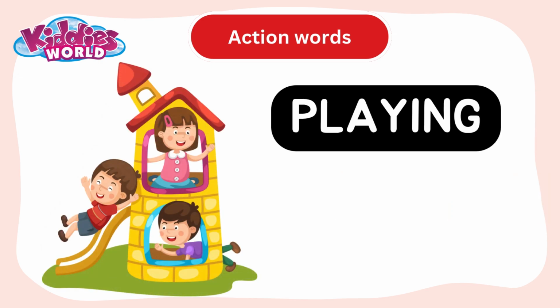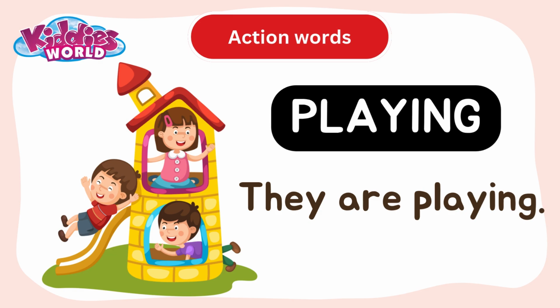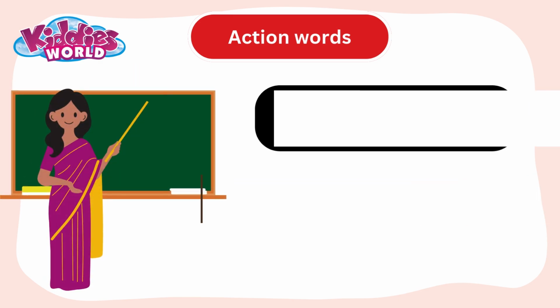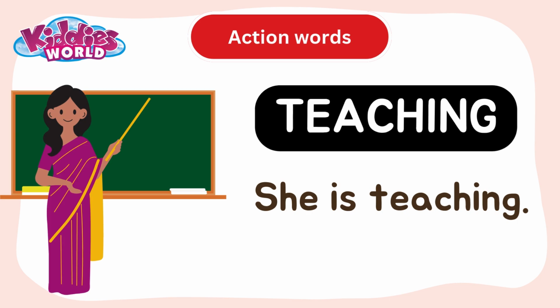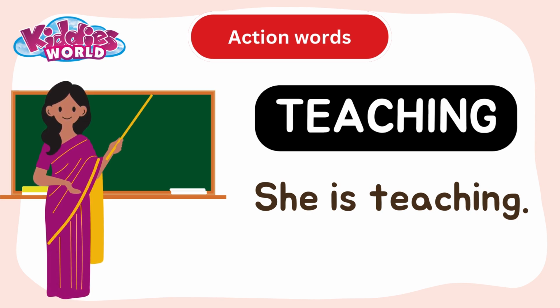Here are children playing. Action word: playing. Sentence: They are playing. Excellent, see this teacher teaching. Action word: teaching. Sentence: She is teaching.